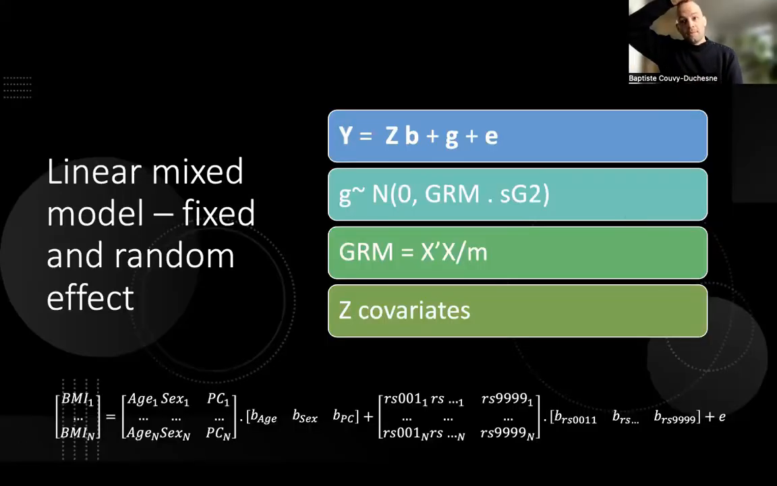All right, so we've seen models with fixed effects, simple effects. We've seen models with random effects. Well, now here's the best of both worlds: linear mixed models, where we can fit fixed and random effects in the same model. So we have covariates Z, such as age, sex, and genetic species, for example, and then we can still fit our full matrix of SNPs under a random effect.